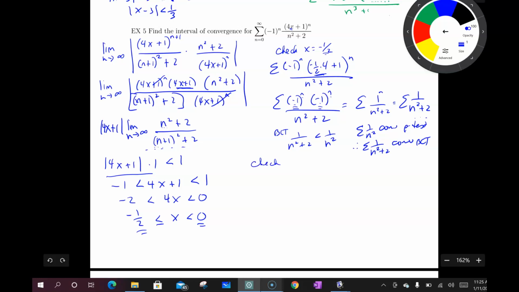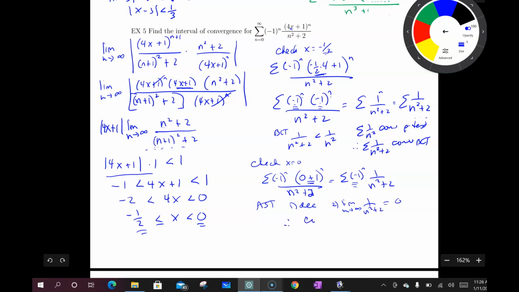Okay, so the other number I need to check is x equals 0. So if I put in 0 for x, I'm just going super slow so you know what I'm doing. 2 here. So here I get a 1 to the n, which I know is 1. So I get 1 over n squared plus 2. So what does this do? This is an alternating series, so I can use the AST. The terms are decreasing, and I can see the limit as n goes to infinity equals 0. So therefore, this converges by AST. So that means I can include that number.